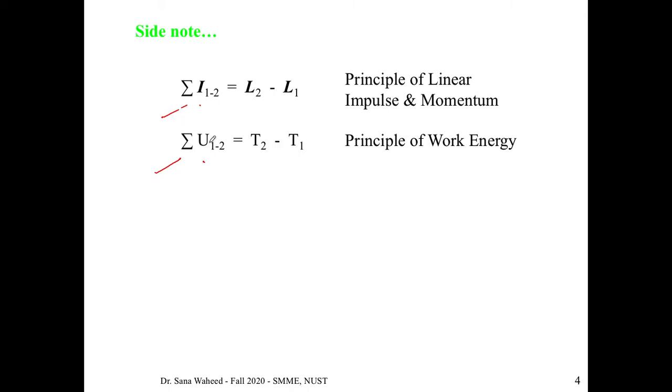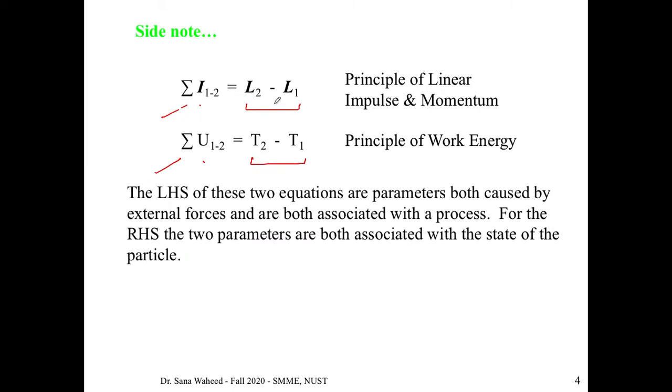Whereas on the right hand side, we have some change going from an initial to the final state of a particle in one physical quantity. Here it's the momentum, whereas here it was the kinetic energy. So the right hand sides are associated with the initial and final states of the particle. Okay, so the left hand side is some sort of a process by virtue of the force acting on the particle, whereas the right hand side is just associated with what the first state was and what it will become after this process.